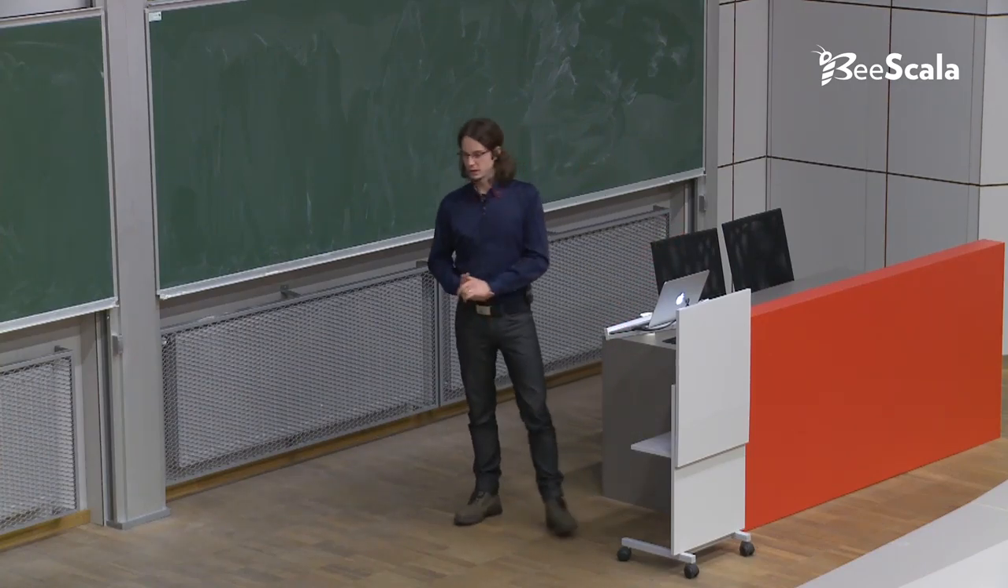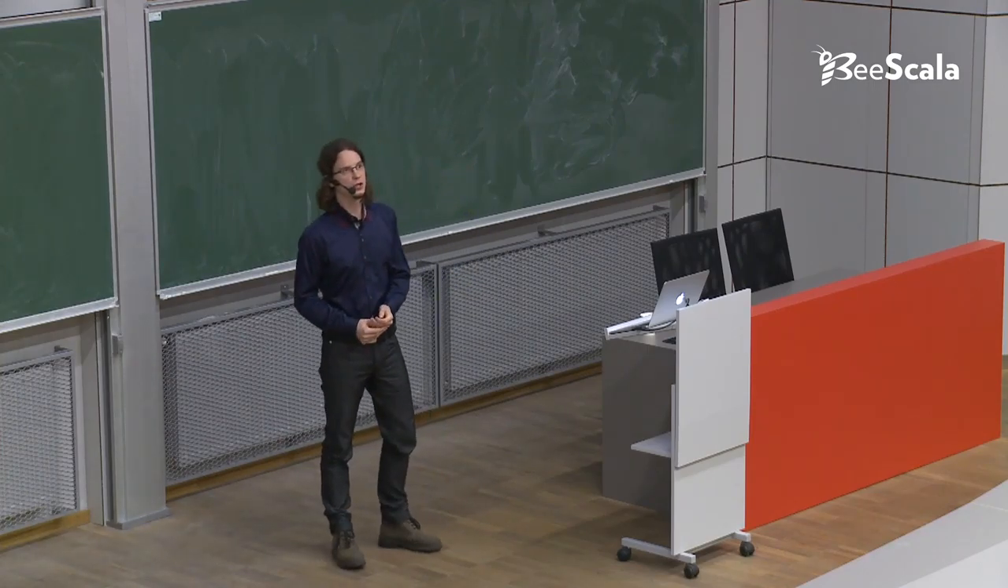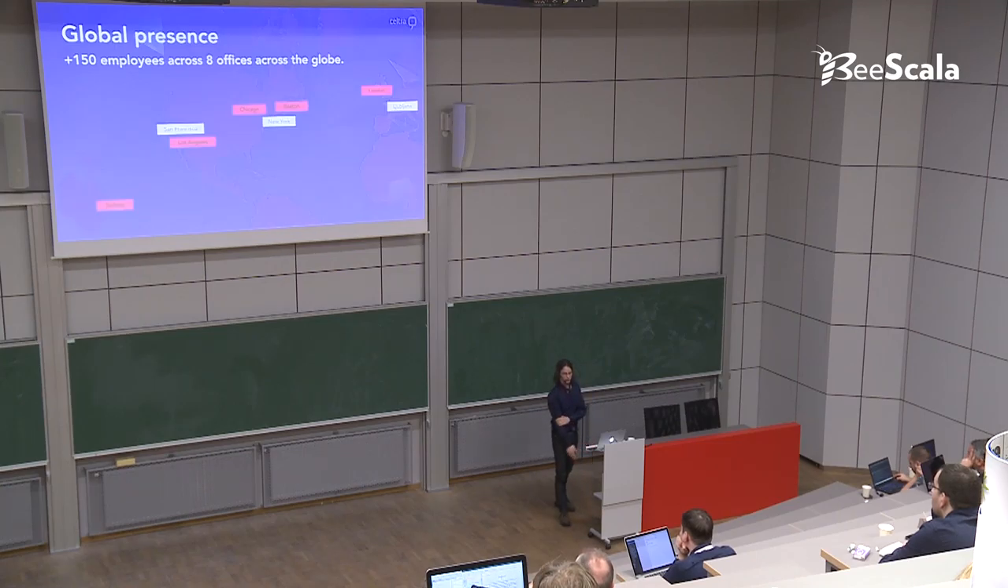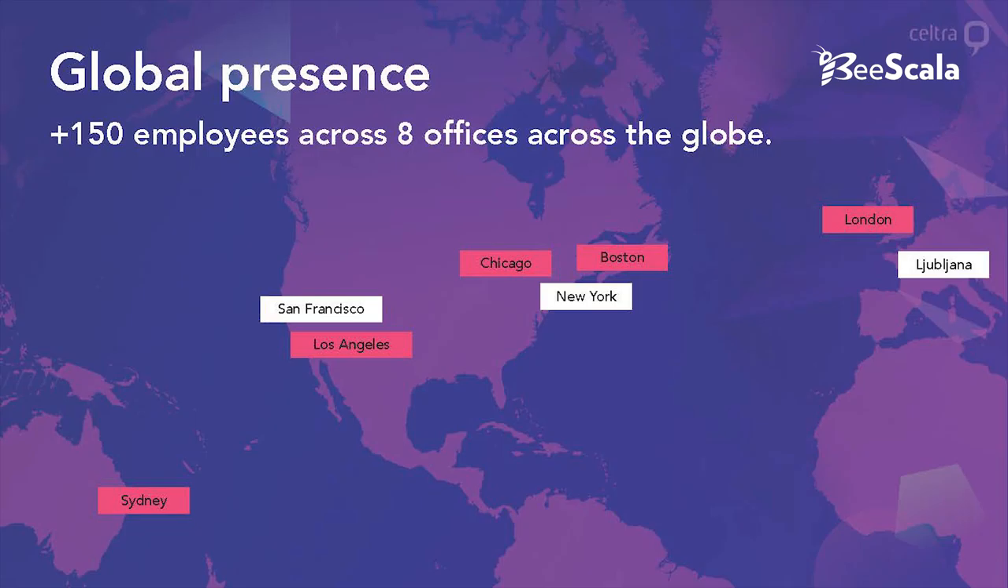So now to the second part of the presentation, this use case with big data. I'll introduce what we do at our company so you'll have some background. So Celtra is into mobile advertising. We started in Ljubljana some 10 years ago. Now we have engineering also in San Francisco, New York, and some other offices across the globe. And this is the list of brands that worked with us. You may recognize a lot of them.